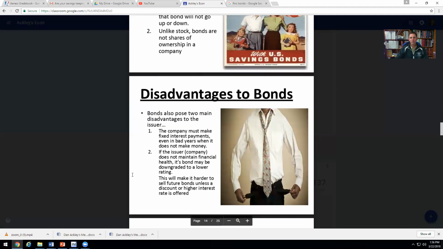A couple of disadvantages. One, the company must make fixed interest payments even in bad years. So if they don't do well, they still have to pay it back with that interest. So that's a problem. When it comes to maturity, they better have that money there to pay back. And two, if the issuer, the business, the government, the institution, the municipality, whatever it is that's issuing or selling the bond, does not maintain financial health, it's bound to see a downgrade in their rating. So they'll have a tough time getting people to buy bonds in the future because they haven't proven that they are a sound investment or that they will pay it back.